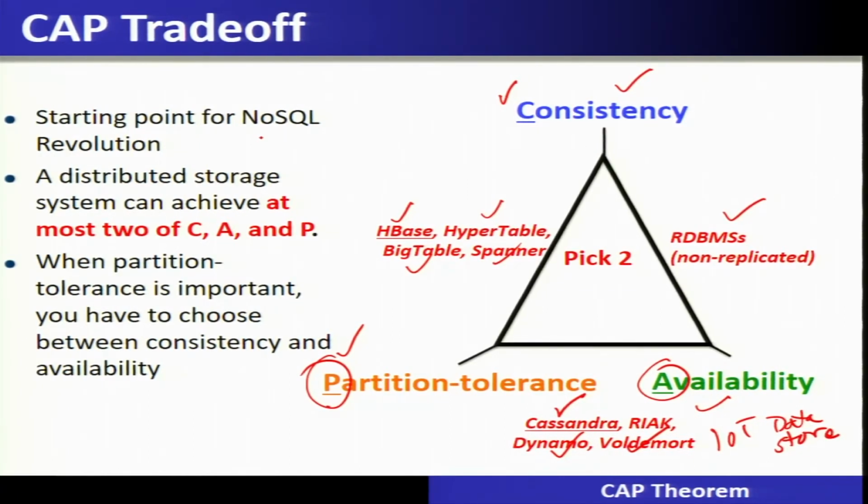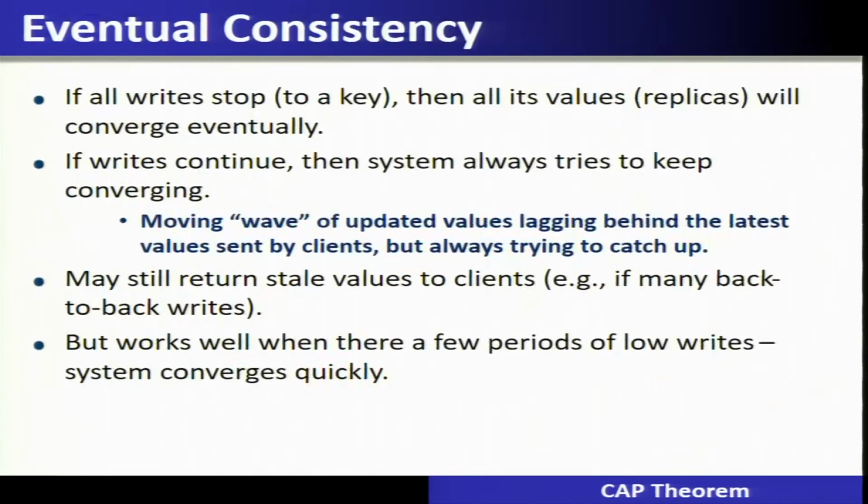So, the starting point for the NoSQL revolution is that it is a distributed storage system and can achieve at most 2 out of 3, which is called the CAP theorem. When partition tolerance is important, you have to choose between consistency and availability. So, we have understood the CAP theorem trade-off in detail. Now, let us see how eventual consistency is supported in Cassandra.